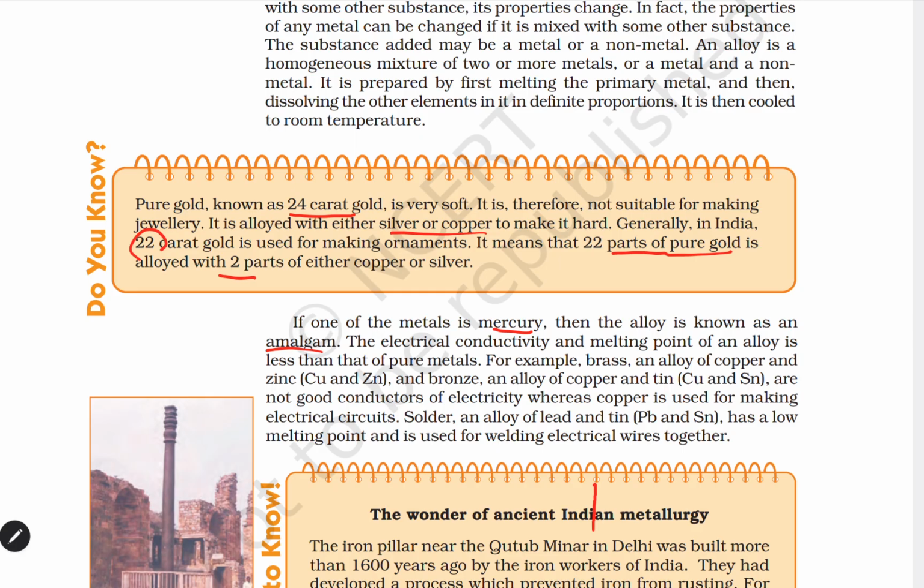The electric conductivity and melting point of an alloy is less than that of the pure metal, that you need to observe. So it will be less. For example, brass. What is brass? It is the alloy of copper and zinc. And bronze. What is bronze? Alloy of copper and tin. So they are not good conductors. Whenever you take alloys, they are not good conductors compared to pure metals. So we can use them in soldering, an alloy of lead and tin. Why? Because of the low melting point, it is used for welding electric wires together. So there you can use these alloys.